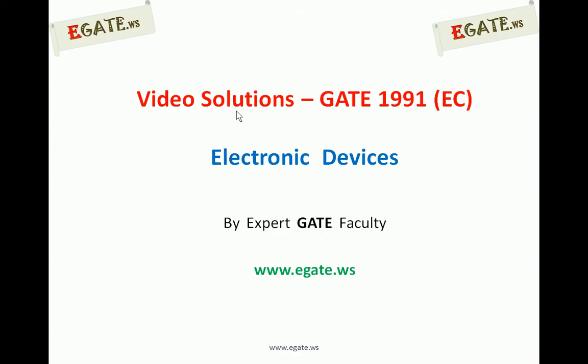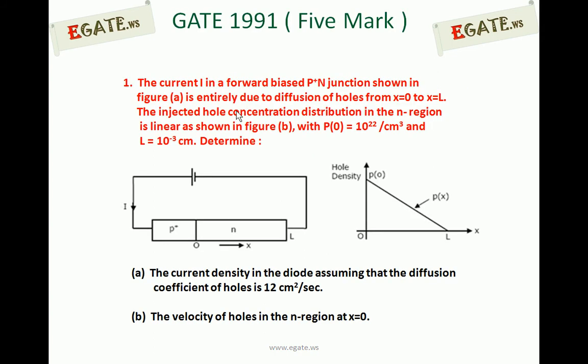Hello, we are discussing GATE video solutions for the 1991 ECE paper, and the topic we are discussing is electronic devices. This is the first 5 mark question that came in 1991. Look at the diagram. The diagram consists of a P plus N junction and its hole density.